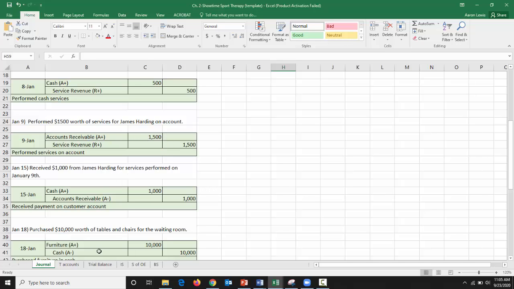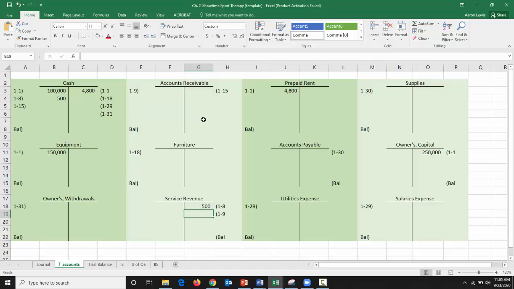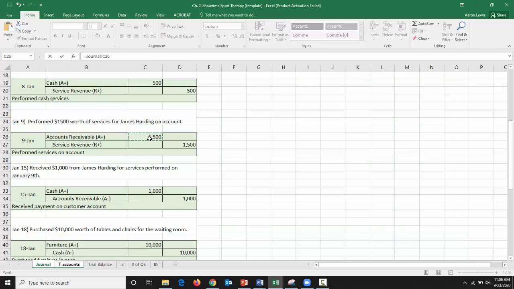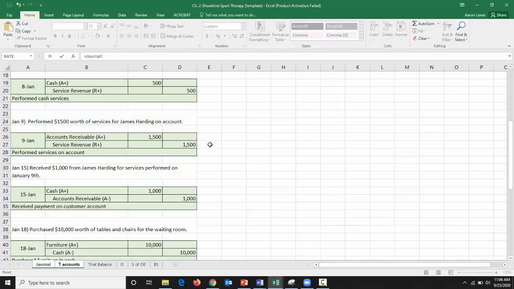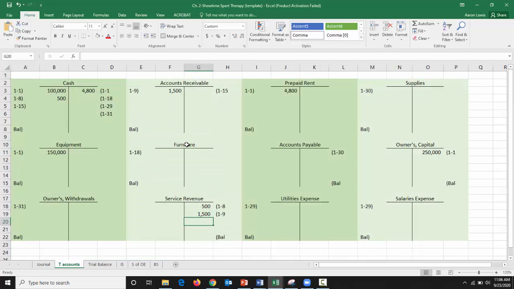same amount. Let's bring those over to our T accounts. Put the accounts receivable debit from the journal entry onto the debit side of our A/R account, $1,500. And we're going to take our $1,500 credit to service revenue in that same entry and bring that over to our service revenue T account. So we have a $1,500 credit there.